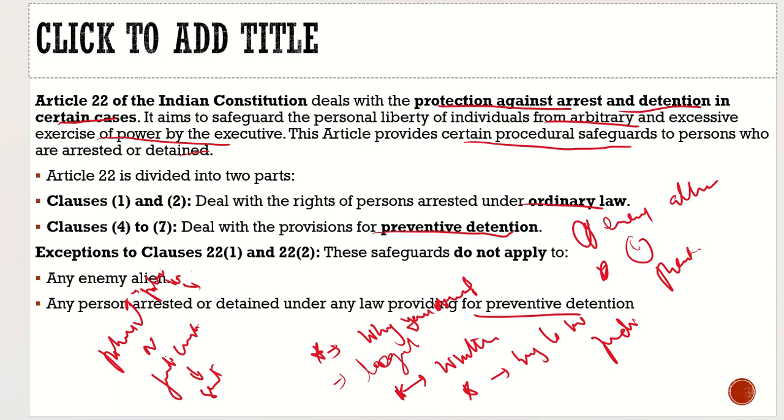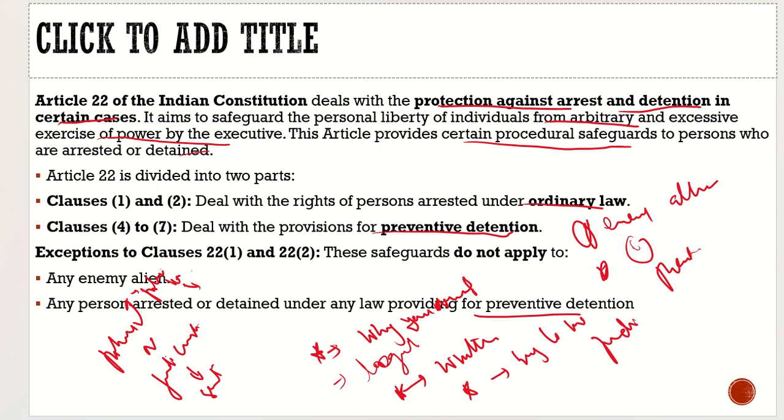Under these provisions, whatever the reason you are arrested for, all that should be told to you, and you should be brought within 24 hours to the magistrate, and the magistrate will decide about your detention. But there is an exception. What is the exception? If you are an enemy alien, that is the exception. Or if you are being arrested or detained under any law providing for preventive detention, then this is the exception. So we here understood what preventive detention is, and also Article 22 of the Indian Constitution.